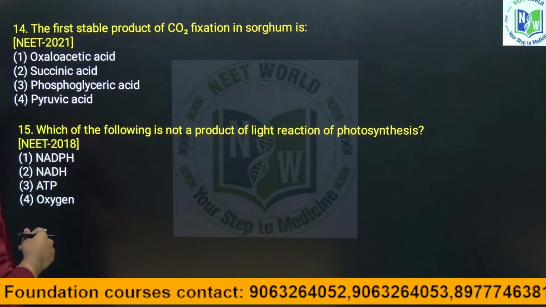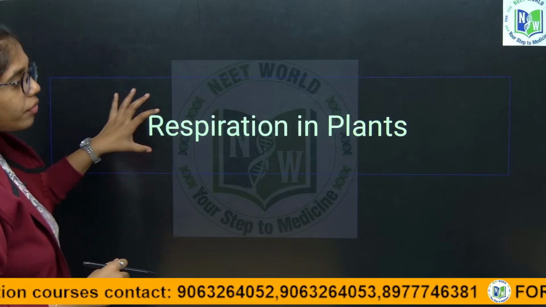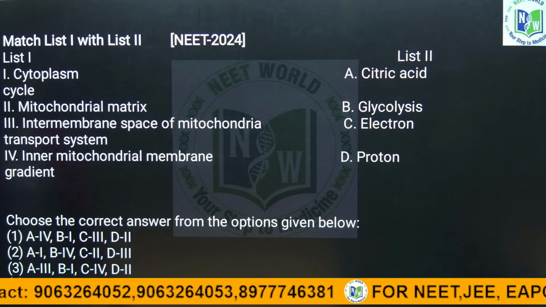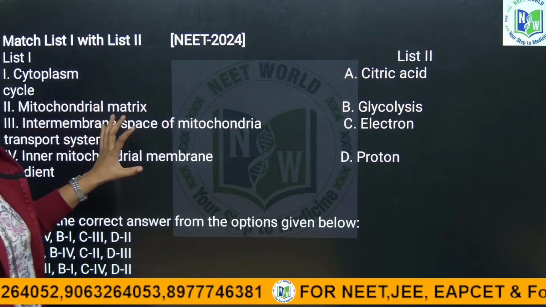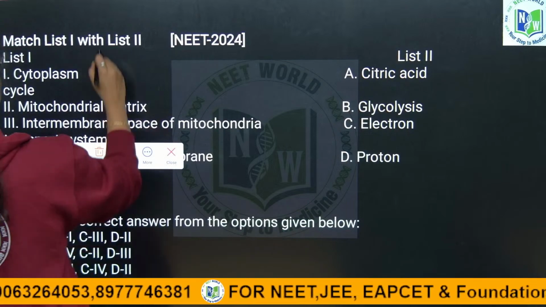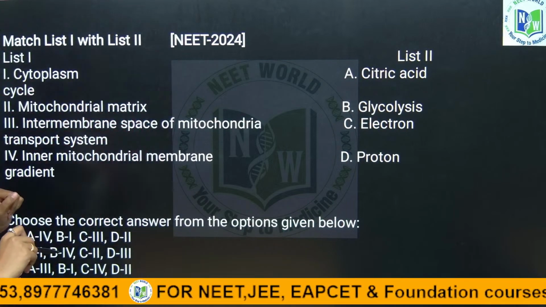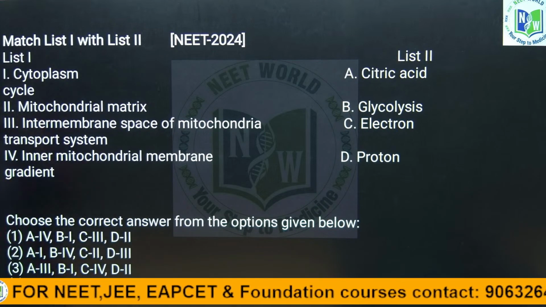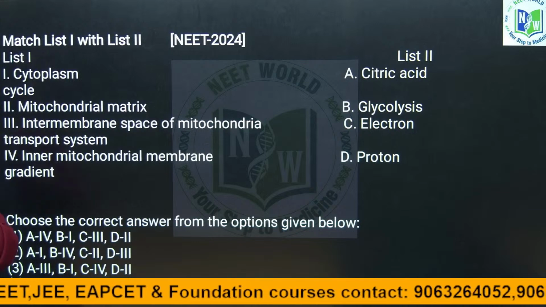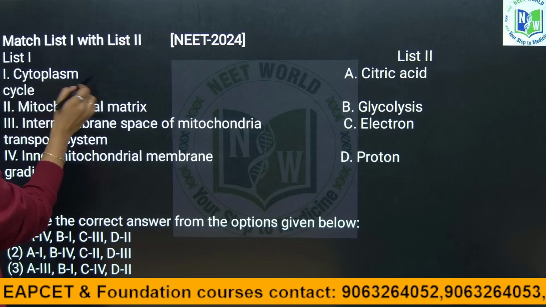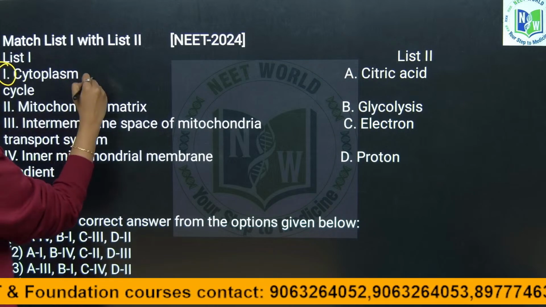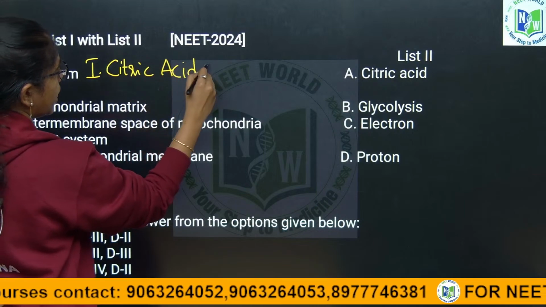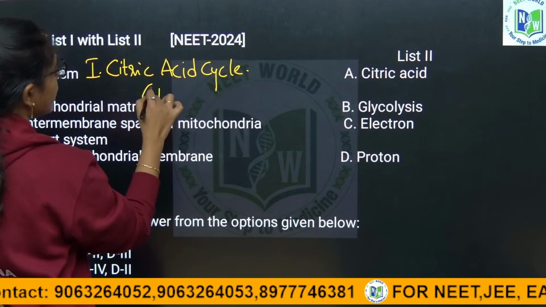Next, we will also exercise the PYQs of respiration in plants. In respiration in plants, most of the questions asked are match the following type of questions. Most of them are what type, beta? Match the following type. You have to analyze them carefully. First is citric acid cycle. Sorry, this has been exchanged. In list 1, option 1 is what? Citric acid cycle, which is nothing but the TCA cycle.